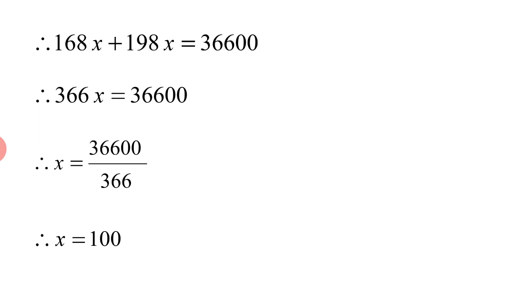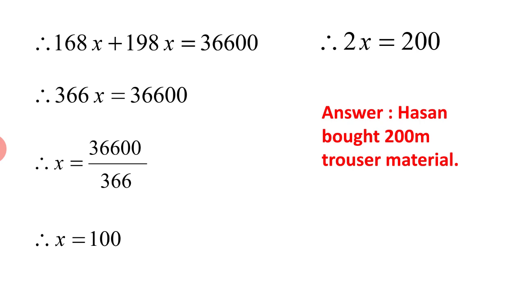Recall, it is 2x. So the 2x value you have obtained to be 100. So therefore 2x will be 200. And hence Hassan bought 200 meters of trouser material. Now we are not finding shirt material because it is not asked, but it is very sure he must have purchased 300 meters of shirt material.